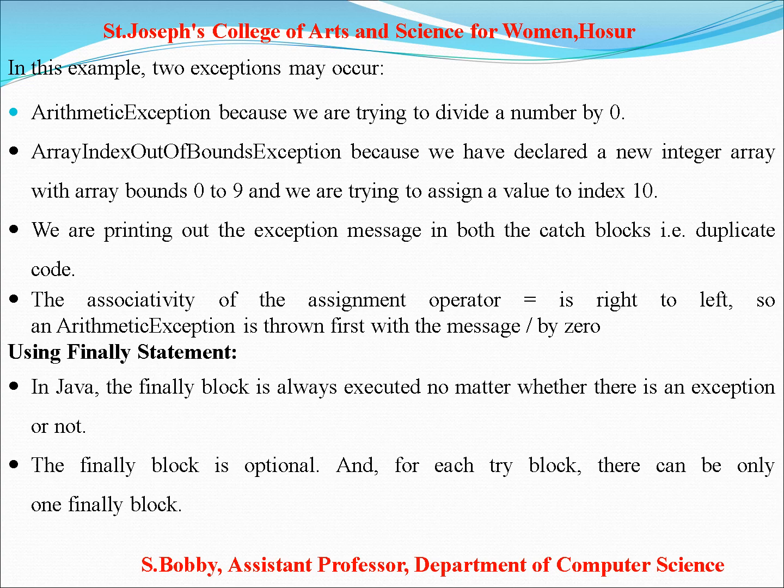In this example, arithmetic exception occurs because we are trying to divide a number by 0. Array index out of bound exception, because we declare a new integer array with bounds 0 to 9 and we are trying to assign a value at index 10. Printing out the exception message in both catch blocks is duplicate code. The associativity of the assignment operator equals is right to left, so the arithmetic exception is thrown first with the message / by 0.